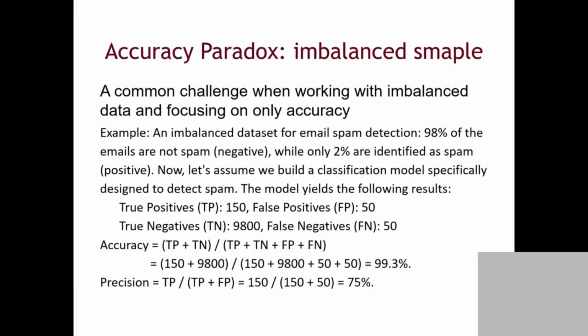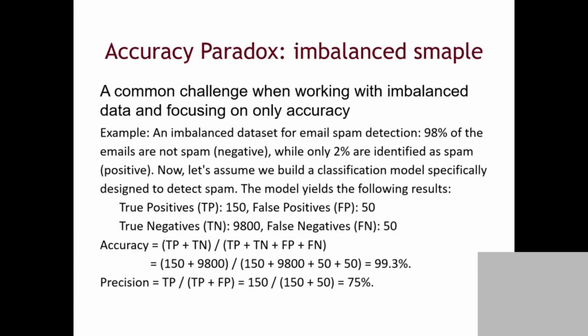And this is the imbalanced sample. There's an exercise you can do, similar to what we just talked about. You can see in this case there are 150 true positives and negatives. In an imbalanced sample, for example with emails, when you get emails, 98% of emails are not spam, right? Only 2% are spam.